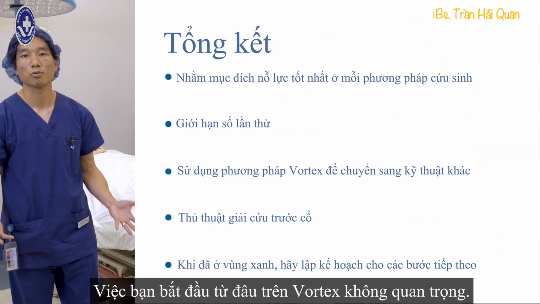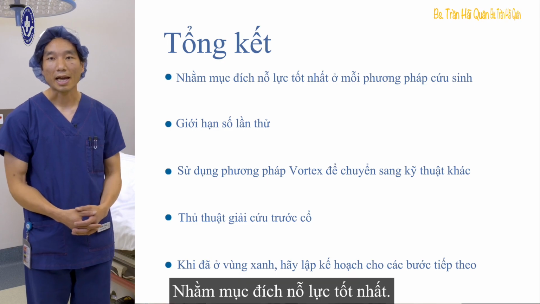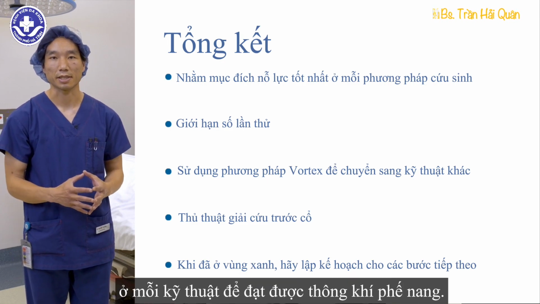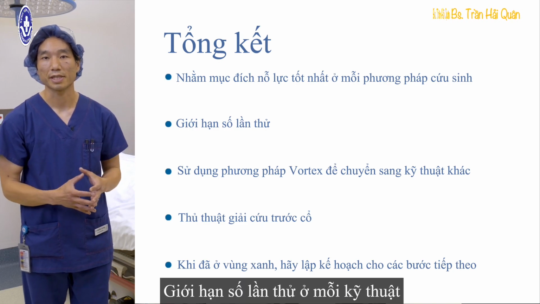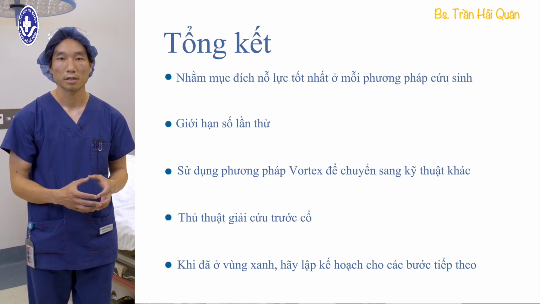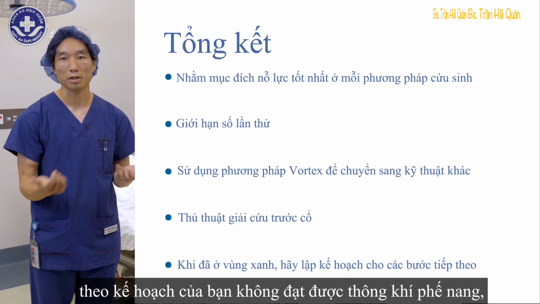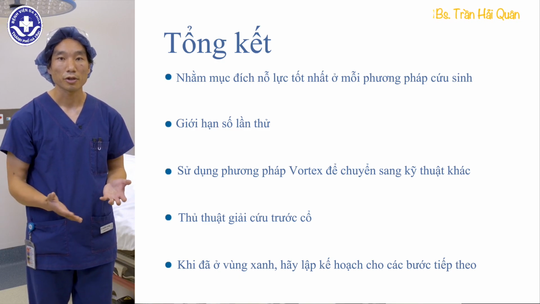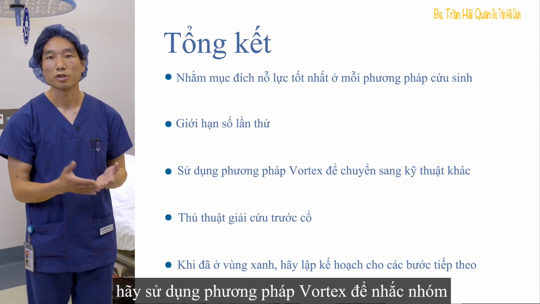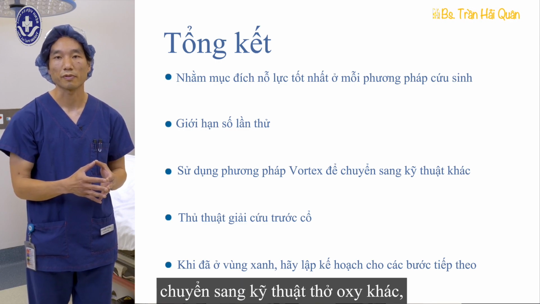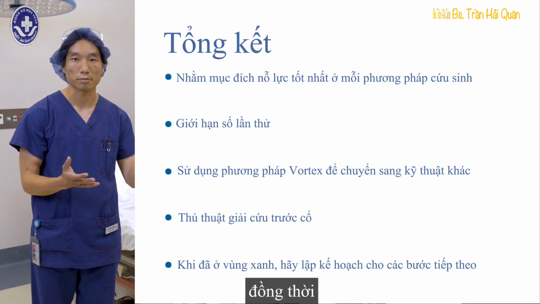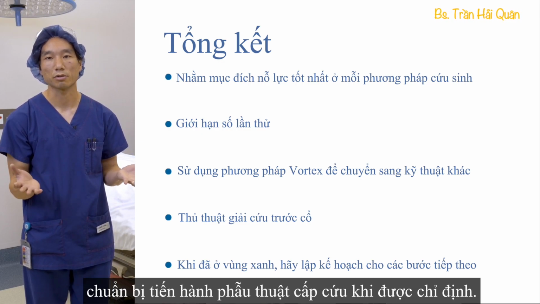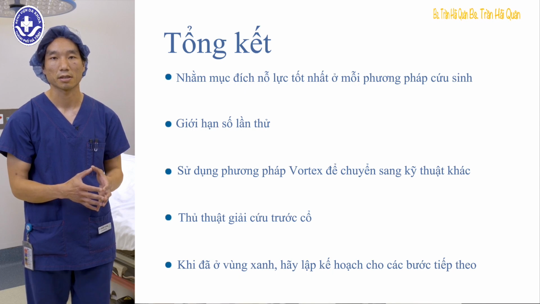It doesn't matter where you start on the Vortex. Aim for the best attempt at each technique to achieve alveolar ventilation. Limit the number of attempts at each technique. If your planned airway technique does not achieve alveolar ventilation, use the Vortex approach to prompt the team to move on to another technique for oxygenation, all the while preparing to proceed to surgical rescue when indicated.